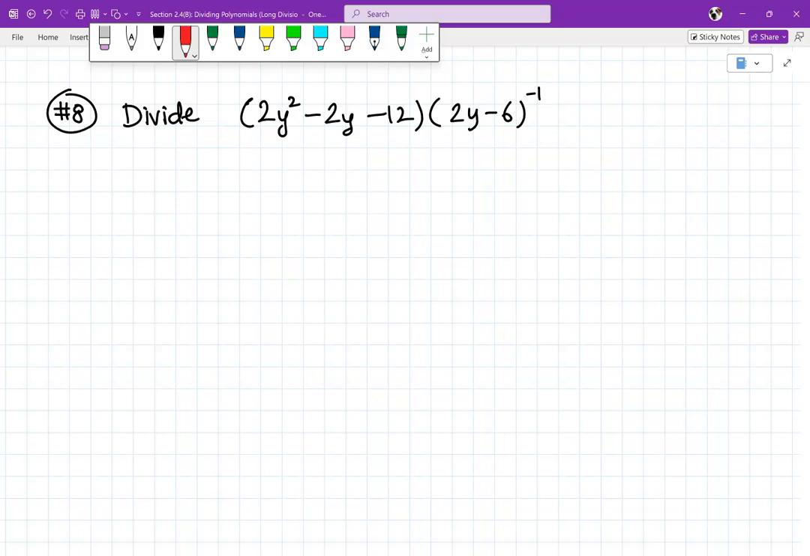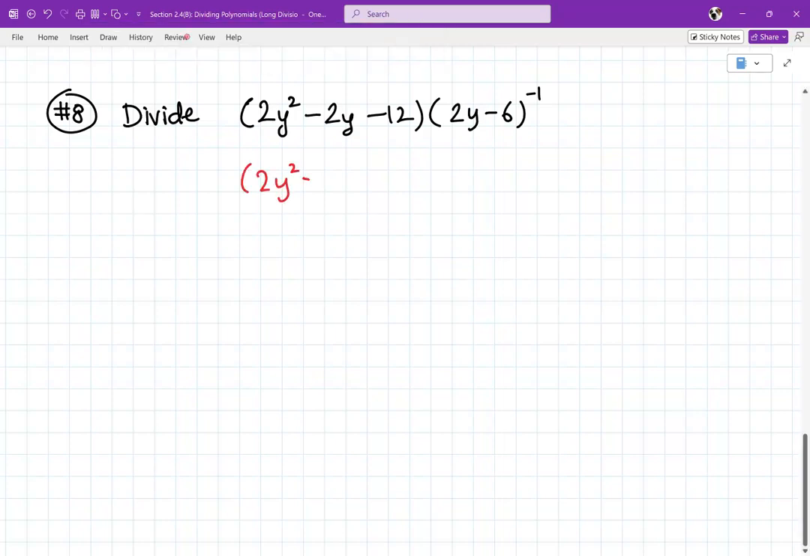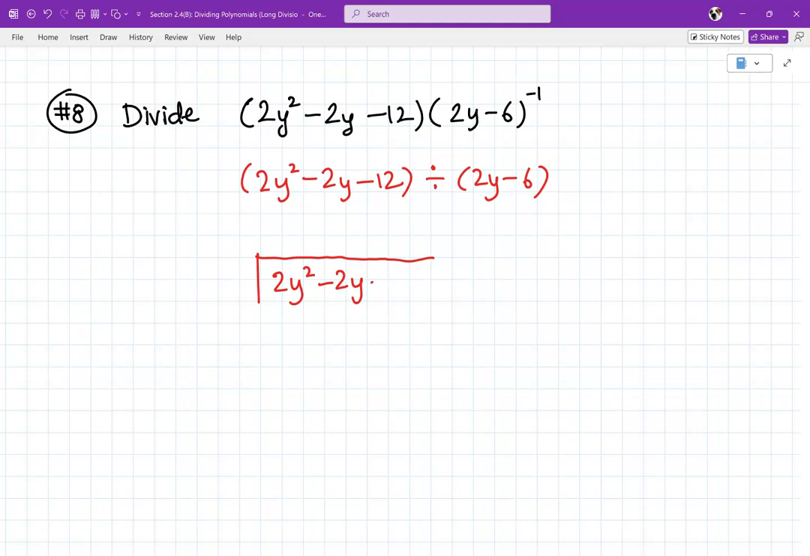What does it mean when they give me a negative power? Where does it belong? In the denominator. So that means I'm dividing by it, right? So another way that I can write this is like this, divided by 2y minus 6. I can also write it like that because I know the negative 1 throws it in the denominator, which means it's dividing by it. Now I can write my problem out: 2y squared minus 2y minus 12, and out here, 2y minus 6.